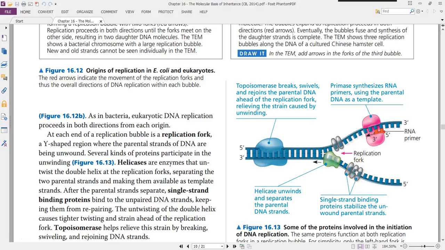Now, because pulling apart those two DNA strands also creates a bit of pressure, a bit of tension ahead of the replication fork, we need another enzyme to come in called topoisomerase, and it basically relieves that tension ahead of the replication fork. It does that by breaking, swiveling and rejoining DNA to stop there being too much pressure here. Now, once the replication bubble has been formed at a replication fork, DNA replication proceeds this way as the bubble progressively widens.